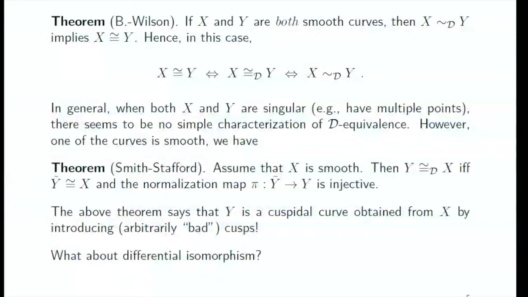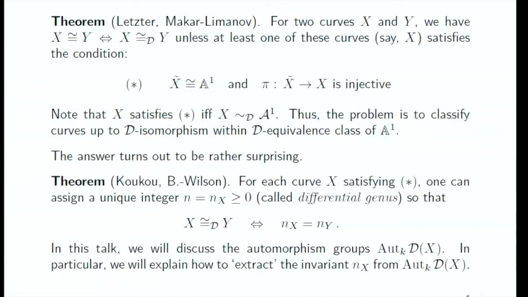Okay, so what about differential isomorphism? This is even more curious. The first result, in fact, is a chain, a sequence of several papers by Gail Letzter, Leonid Makar-Limanov, I should have mentioned also Perkins, Smith, and others, but there is a chain of papers which eventually converge to this theorem, which says the following: if we take two curves, X and Y, let's assume that at least one of these curves, let's say X, satisfies this condition. So this condition says that normalization is just the affine line and the normalization map is injective.